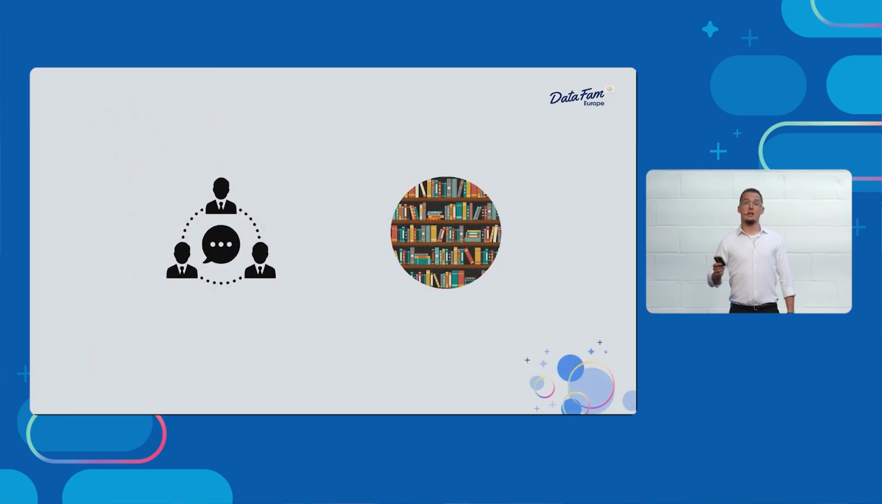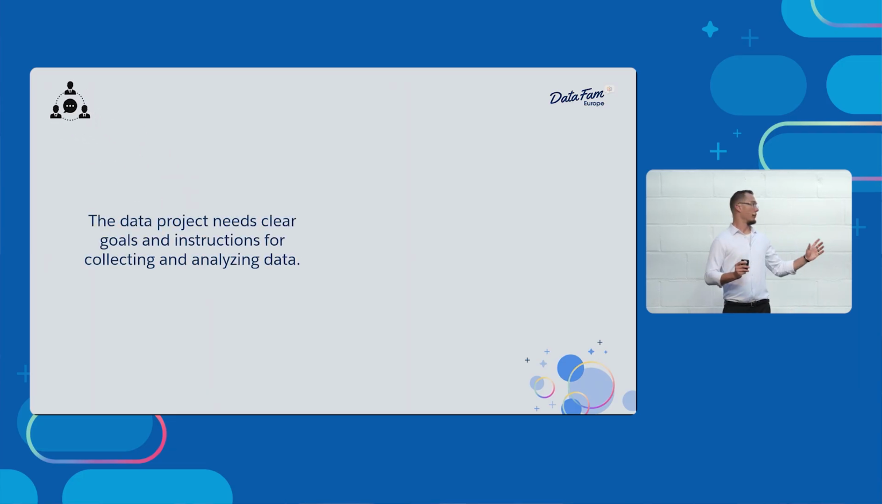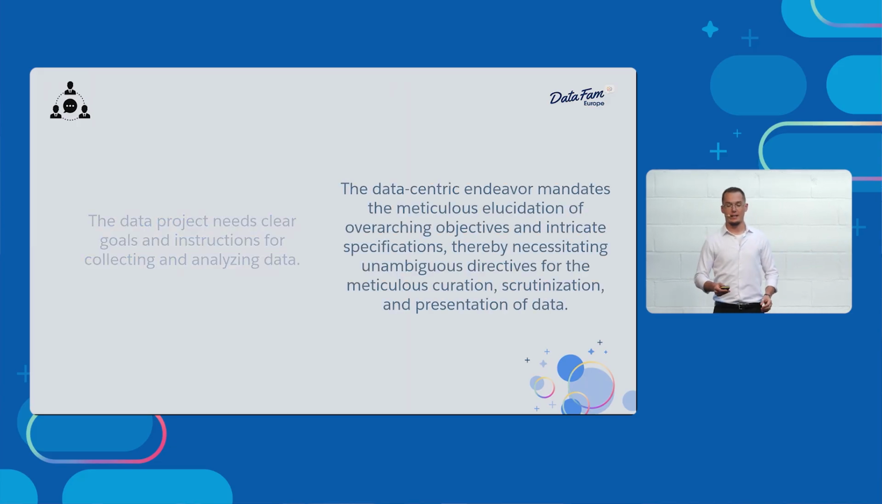Now, let's start from the communication part. So having those two to read, how the data projects need clear goals and instructions. This is a clear, simple thing you can send to your colleague, or you can send exactly the same one that looks like gibberish. Yes, I used AI. AI, please generate something gibberish. That means exactly the same.